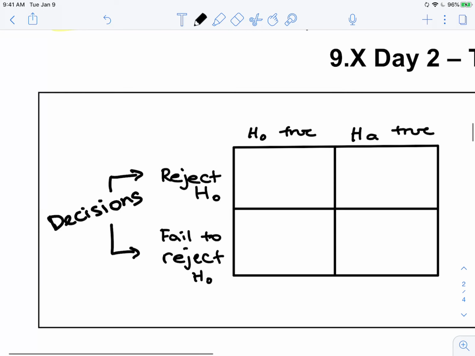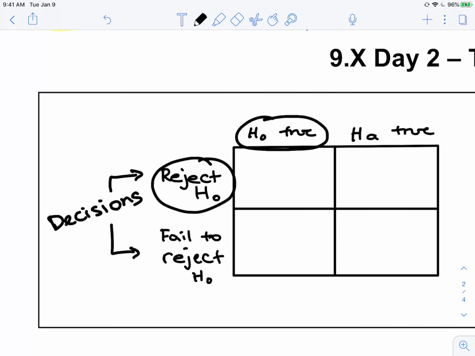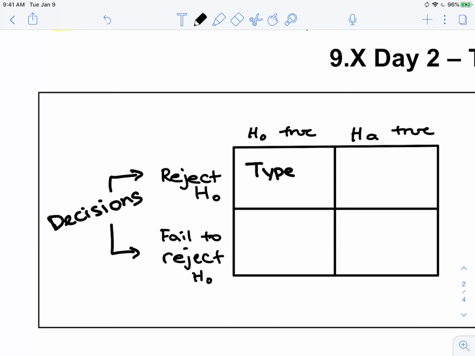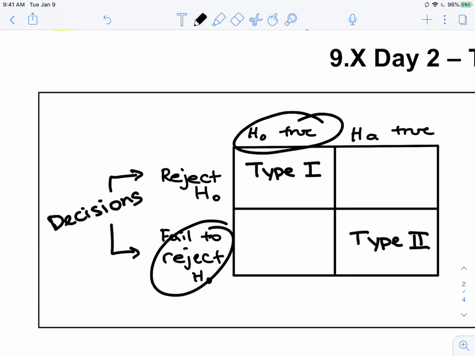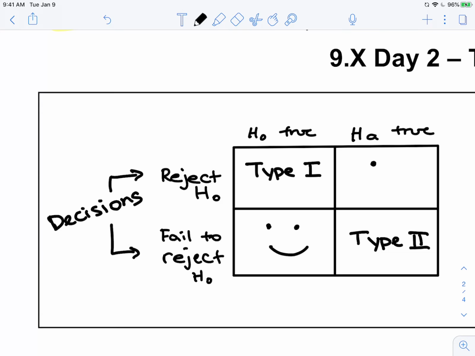So let's see what happens if the null is true and you reject it. You're making the wrong decision here. You're making a type 1 error. So that's the Ho is true, make the wrong decision. If the Ha is true and you make the wrong decision, that's the type 2 error. Okay, well, what are the other boxes? Well, if the Ho is true and you fail to reject it, so that means you didn't reject it, that's a good thing. Same thing over here. Ha is true, so you reject the Ho. All right.